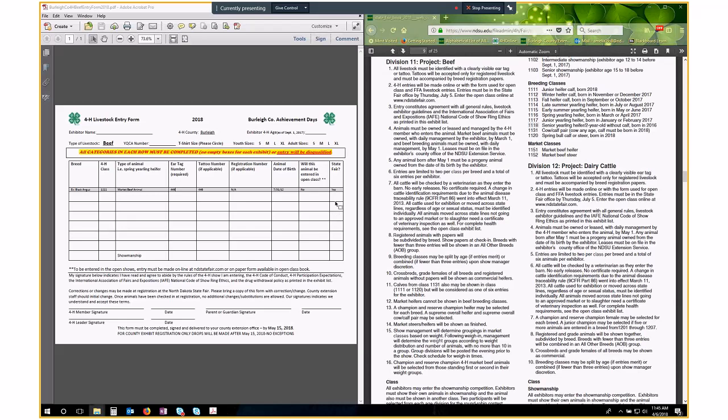And then if you are planning on taking your animal to the state fair, at the bottom, you'll notice the member needs to sign, the leader needs to sign, and the parent needs to sign. As always, if you have any questions, please let us here at the office know, or feel free to stop by on Forms Night, which is May 14th, with any questions you may have or to turn your paperwork in.